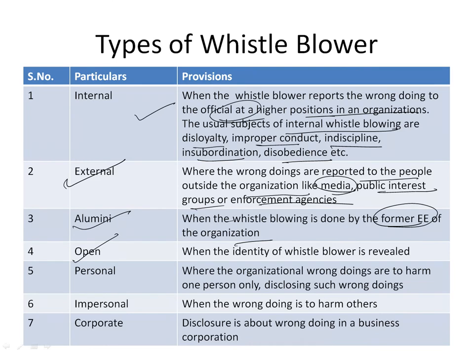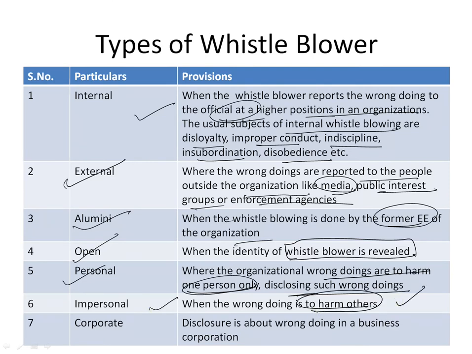Open whistleblower: where the whistleblower who has used the mechanism and the policy is revealed. Personal: where the organizational wrongdoings harm one person only and are disclosed. Impersonal: where the wrongdoing is going to harm others. Corporate: where the disclosure is about wrongdoing in a business corporation altogether, as a company.